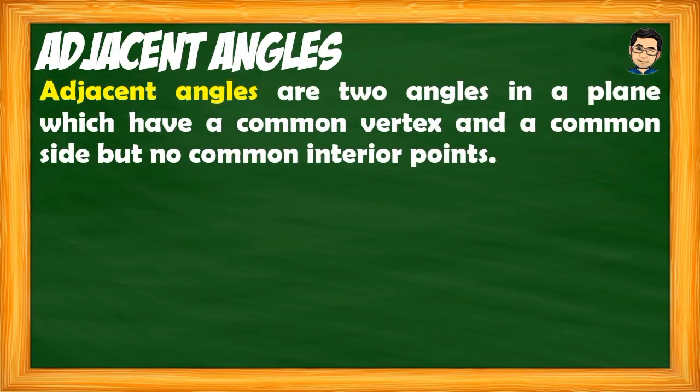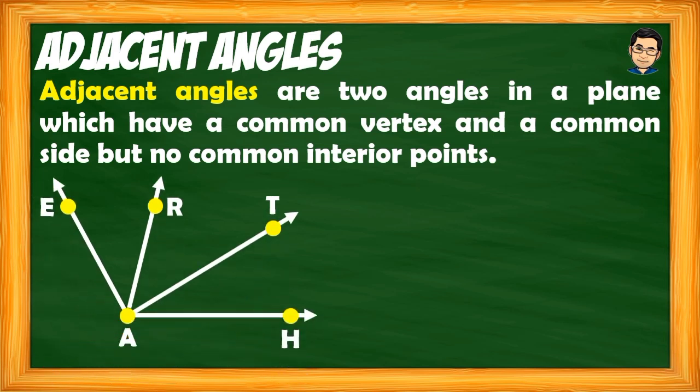Adjacent angles are two angles in a plane which have a common vertex and a common side but no common interior points. Kapag sinabi nating adjacent angles, magkatabi po yan. Meron po silang common vertex and then meron din po silang common side. So, let us have an illustration. Makikita nyo po dyan yung ating illustration. Pakita natin yung adjacent angles.